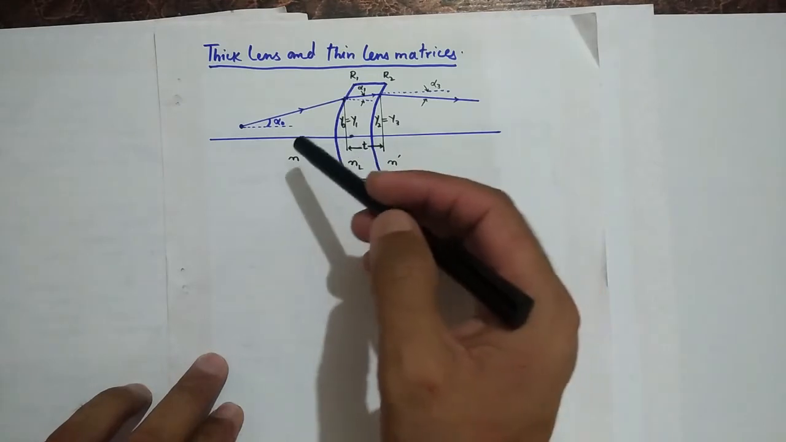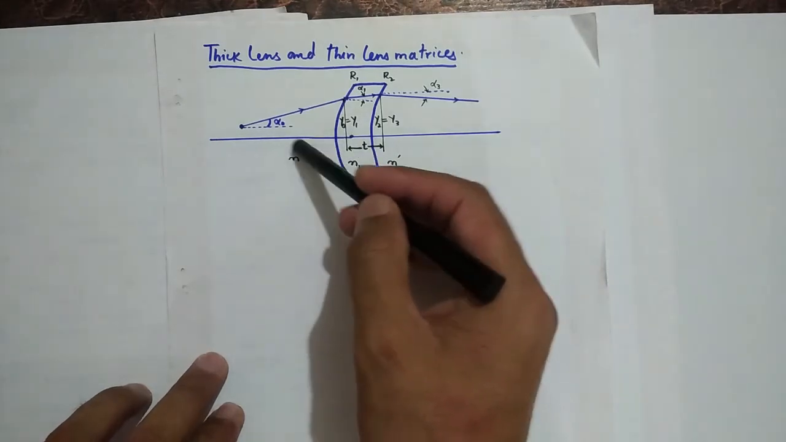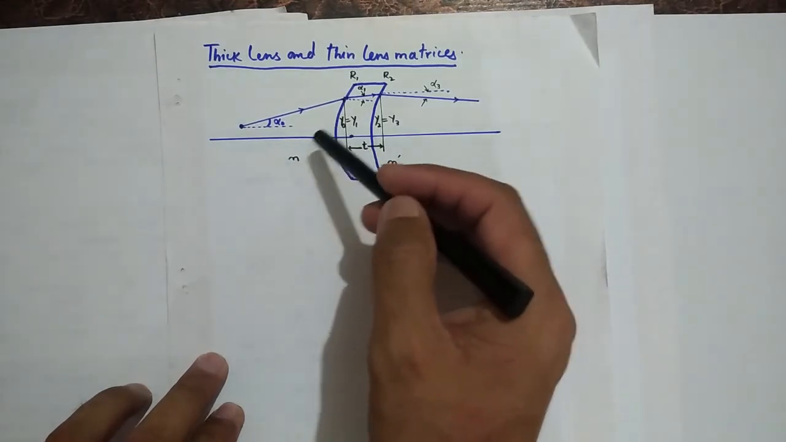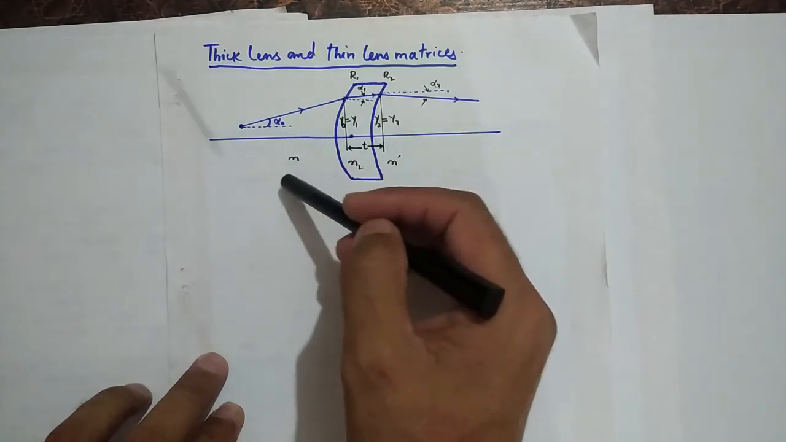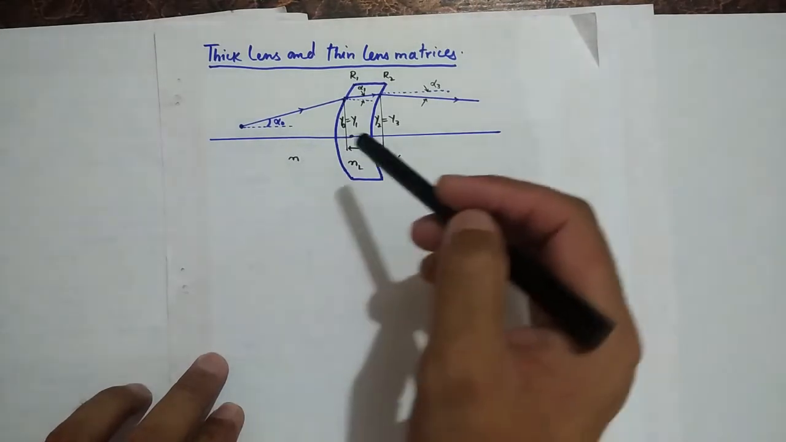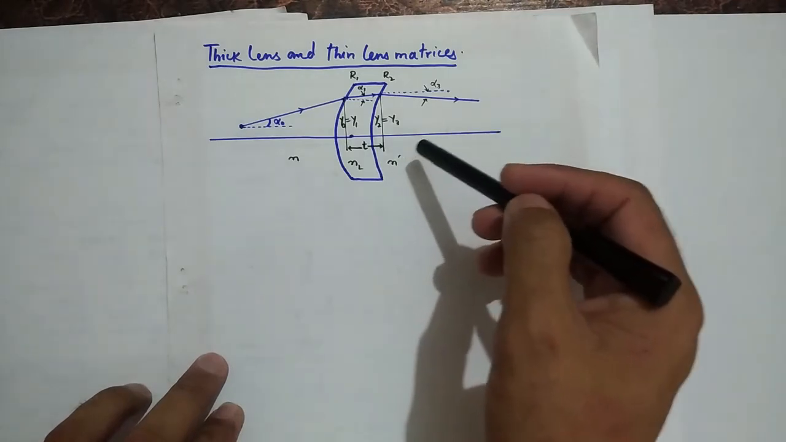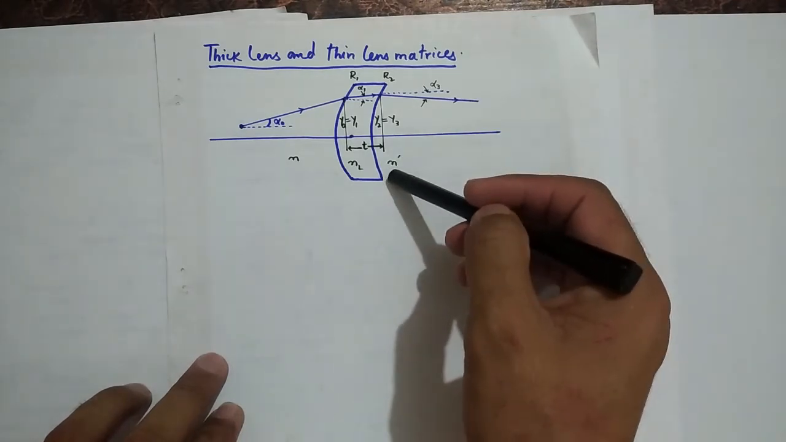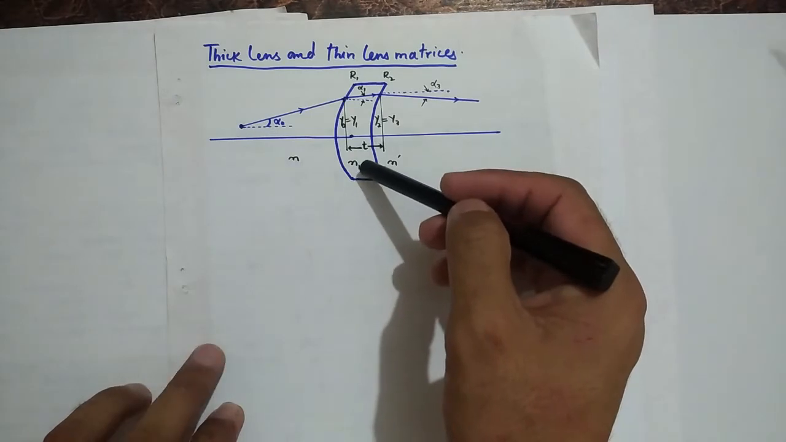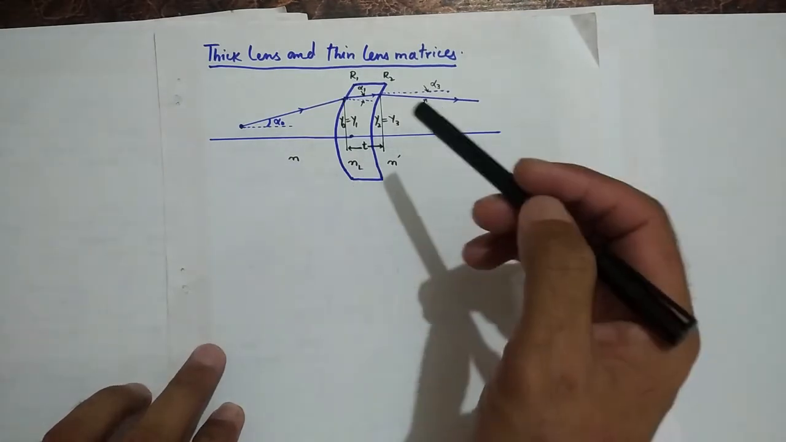Here we have considered that to the left side of the lens the refractive index is n1, to the right side of the lens the refractive index of the medium is n prime, and the refractive index of the lens is nl.